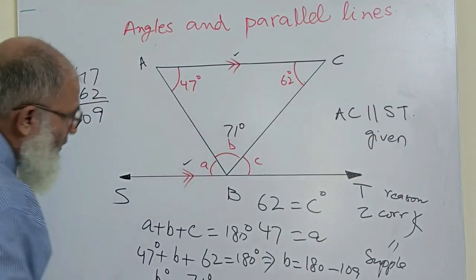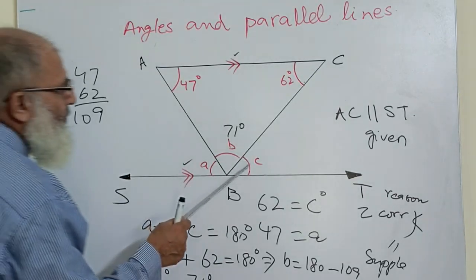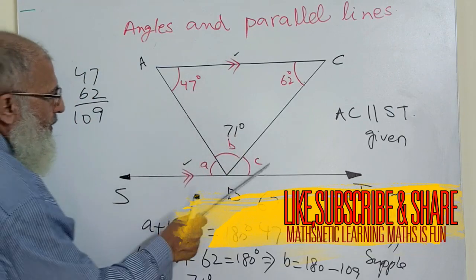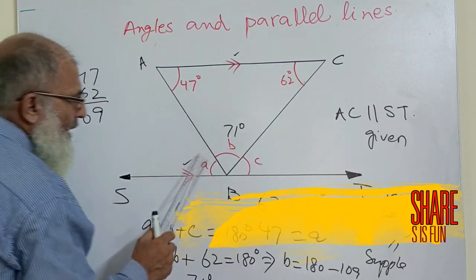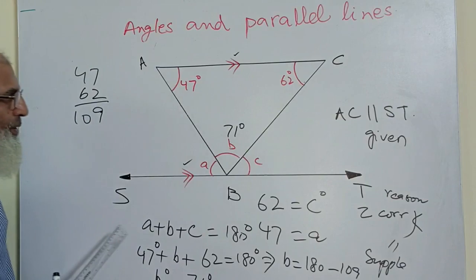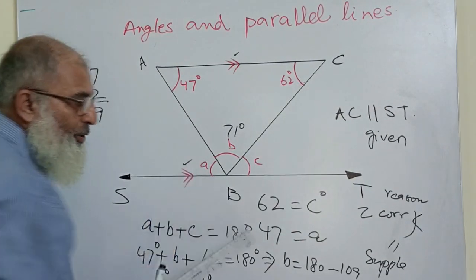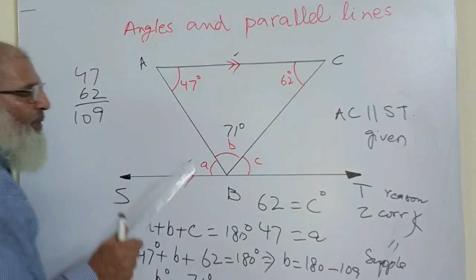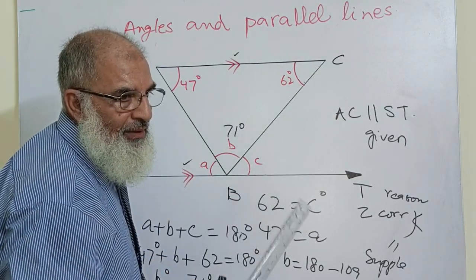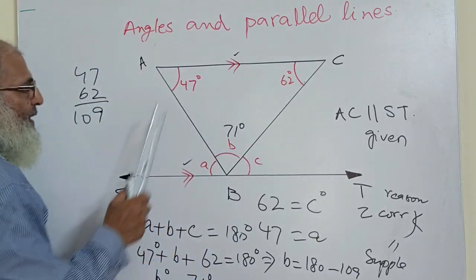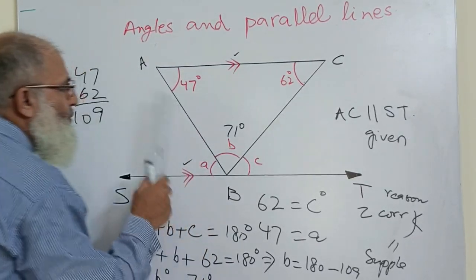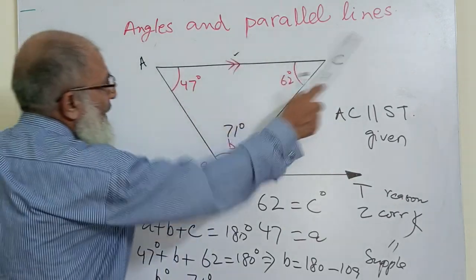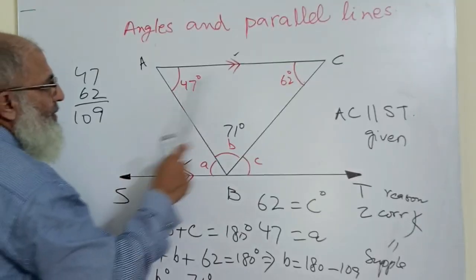So you found the angles with the help of known angles. We have found the unknown angles with the help of known angles. I told you we could have done it with the help of this triangle also, but since we have not covered that course as yet, don't try to do it that way, because we are doing angles and parallel lines. So these are parallel lines.